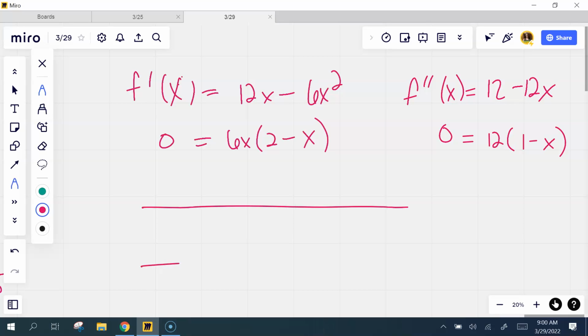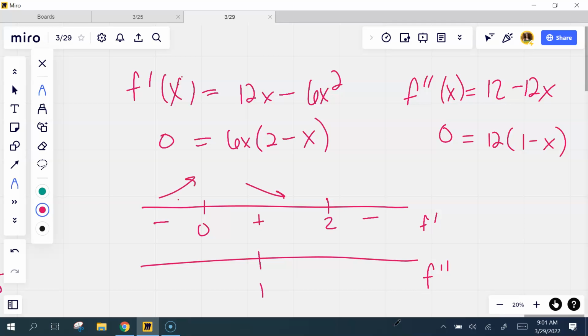I lined them up on top of each other. This is going to be my first derivative. This is going to be my second derivative. So the first derivative equals 0 at 0 and 2. My second derivative is going to equal 0 at 1, which happens to fall in the middle of those two intervals. It asks me concave up and increasing, so I'm going to have to look at these things together. If you plug in, you should find negative, positive, negative, which is increasing.